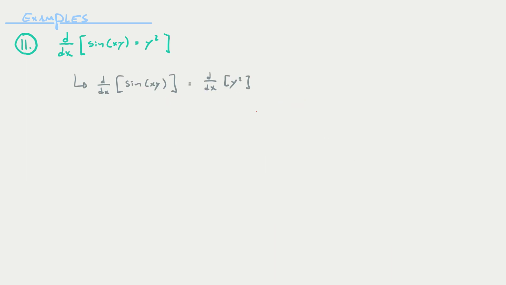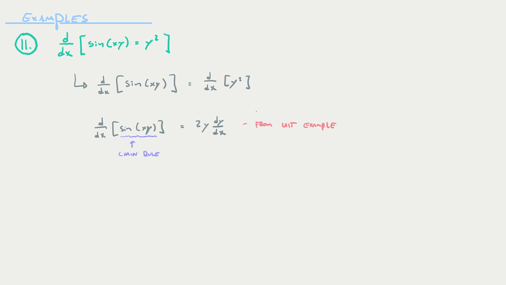So when we do that, we take the derivative of the left with respect to x, and we take the derivative of the right with respect to x. We've already done the derivative on the right, actually. It was the last example we just did. We get 2y times dy/dx. On the left, let's think about this, right? This is a chain rule situation, right?